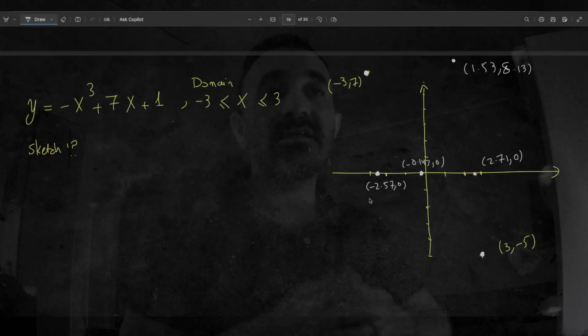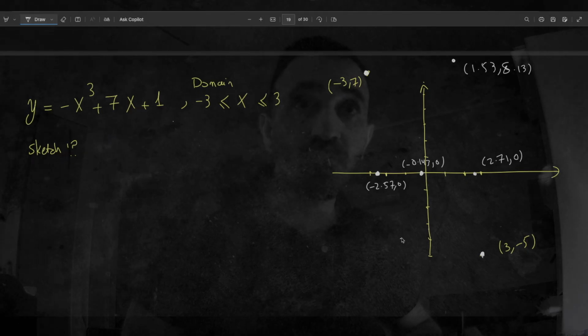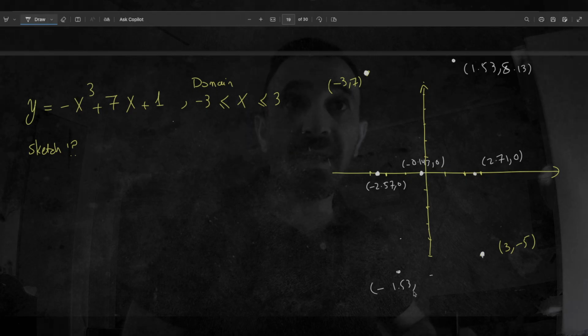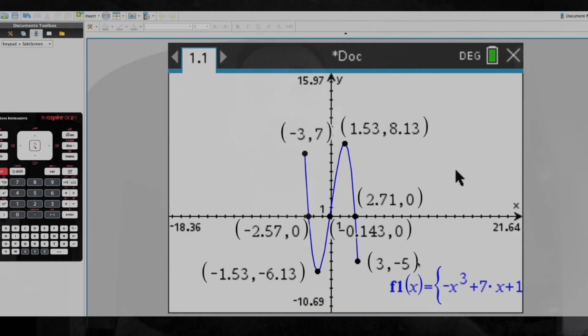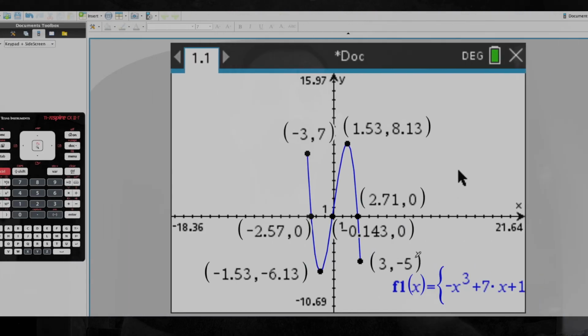Okay, and what is the local minimum point? Minus 1.53 and minus 6.13. 3, 4, 5, 6 is here. Minus 1.53 and minus 6.13. Okay, so these are the points.